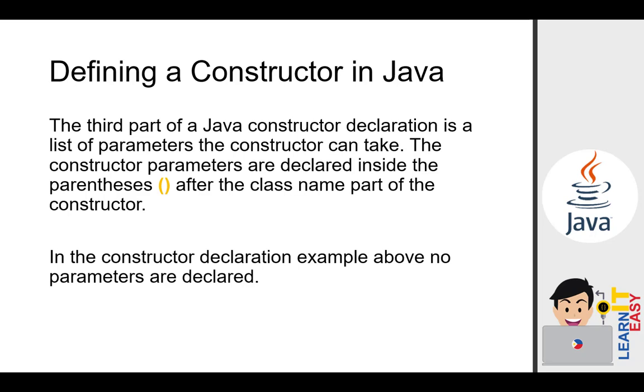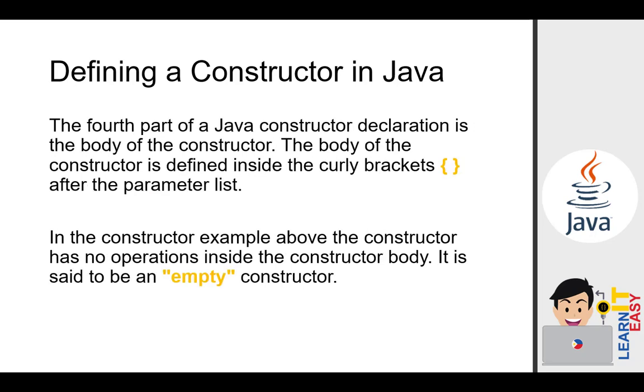In the constructor declaration example above, no parameters are declared. The fourth part of a Java Constructor declaration is the body of the constructor. The body of the constructor is defined inside the curly braces or curly brackets after the parameter list. Sa loob ng curly braces or body ng constructor, doon natin gagawin ang initialization ng ating mga data members based sa mga values na isusupply mula doon sa mga parameters list.